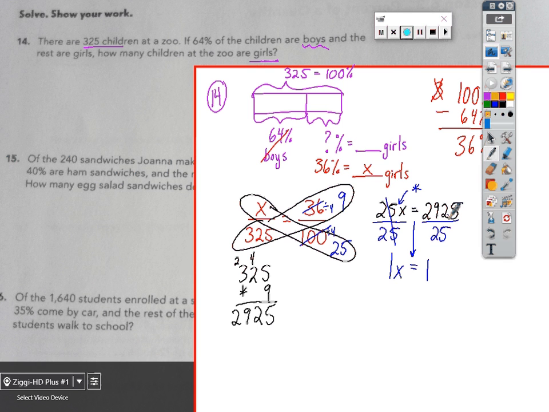We bring down that 2. I have 42 divided by 25. Looks like it might go in there once. So 42 take away 25. Looks like I might get 17. Well, next I bring down the next place value. 175 divided by 25. Well, I know that's 7.